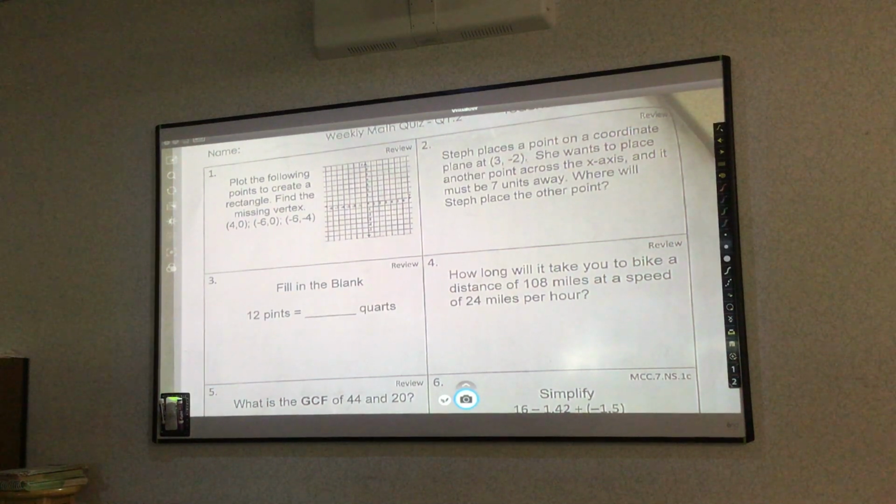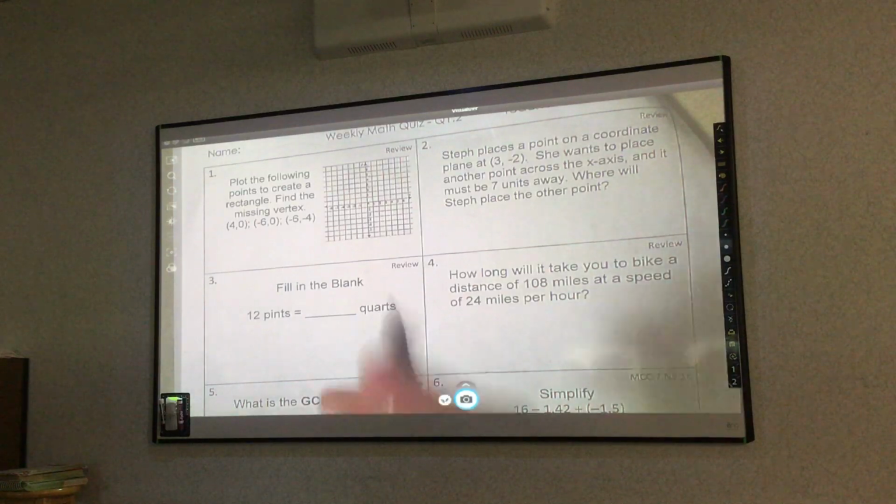So I want you to make corrections, and if you're correct, you can put a star or something on the number. If you're not correct, you're going to make the corrections and then put an X on what you missed. So we need to plot the following points to create a rectangle.